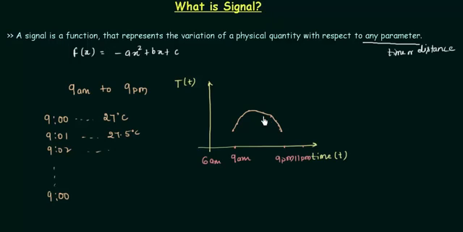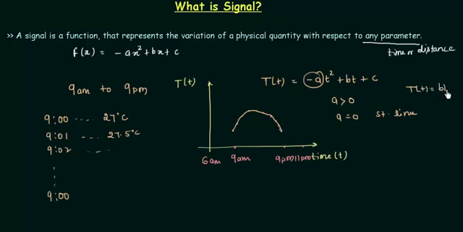This particular function is a downward parabola, and it has the equation minus a t square plus bt plus c. This minus a shows that we will have a downward parabola, and there is one condition for that: this a must be greater than 0. If a is equal to 0, we will have a straight line, because T will be equal to bt plus c. This is the equation of a straight line, y equals mx plus c, where c is the intercept. And if a is less than 0, we will have an upward parabola.